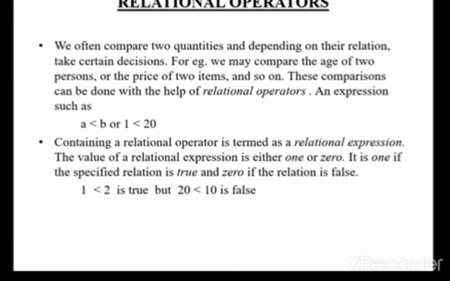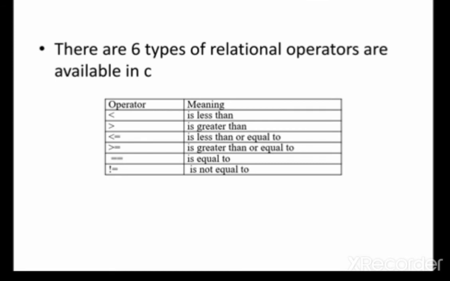There are 6 relational operators in C: less than, greater than, less than or equal to, greater than or equal to, is equal to. There you have to give double equal to, not single equal to, double equal to. Then the not symbol and equal to, that is not equal to.